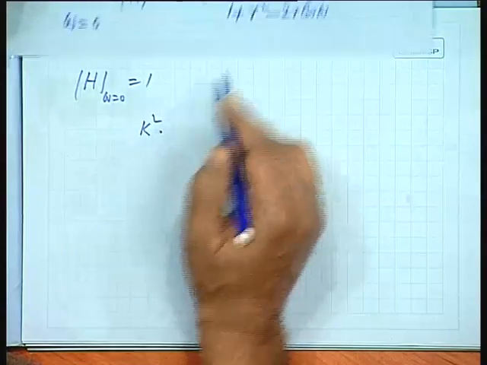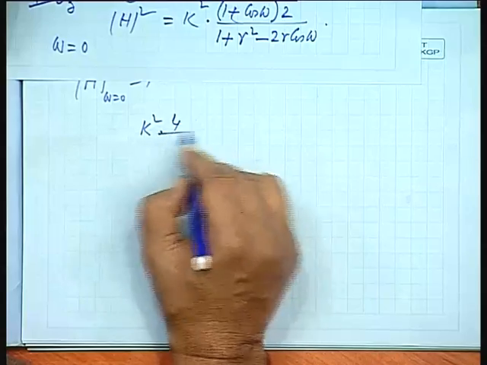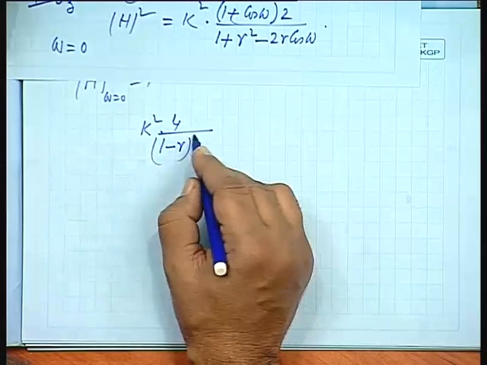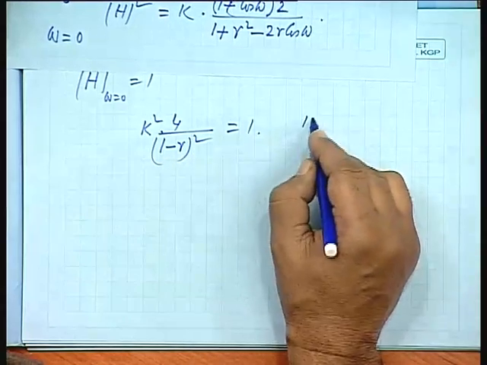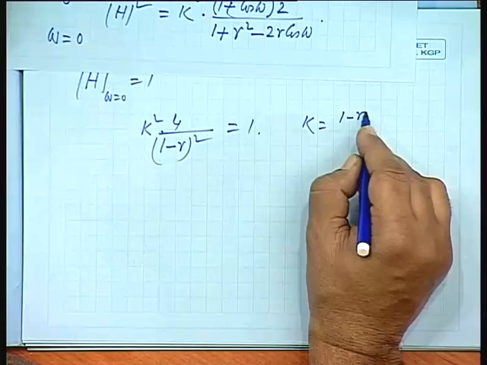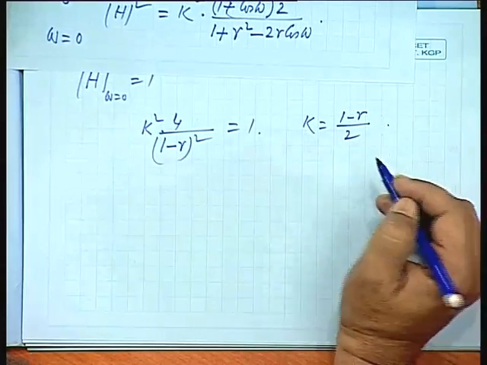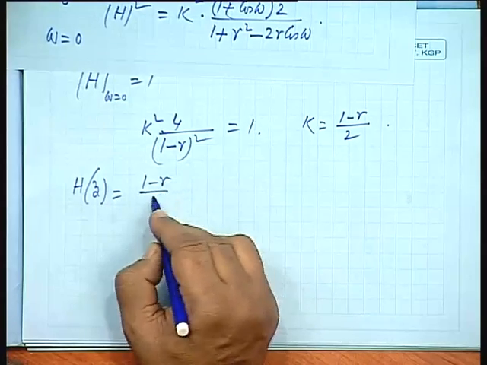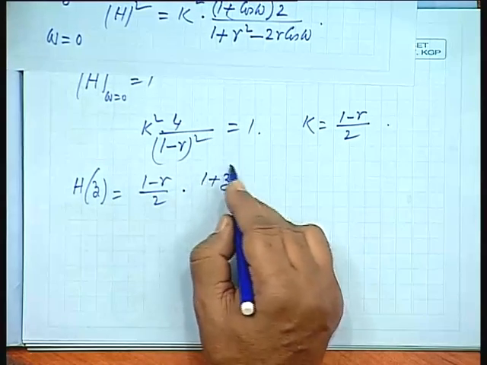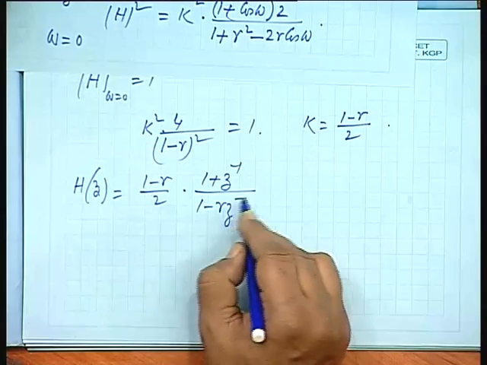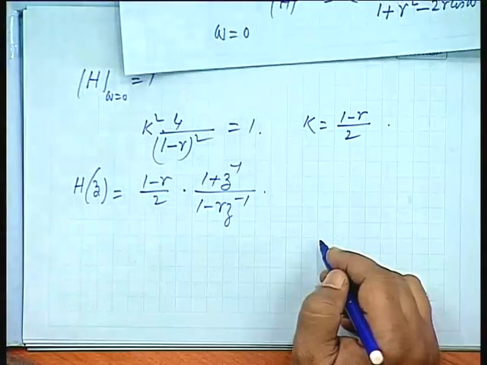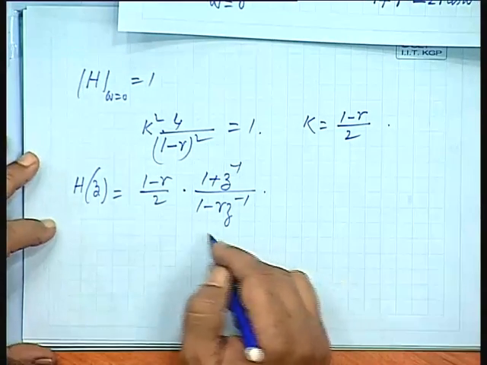Then what should be the value of k? That means k square into, at omega equal to 0, this is 4 by (1 plus r square minus twice r), so (1 minus r) whole square, that should be equal to 1, or k equal to (1 minus r) by 2. Okay. So, I will take H(z) in a normalized form as (1 minus r) by 2 into (1 plus z inverse) by (1 minus r z inverse). Okay.